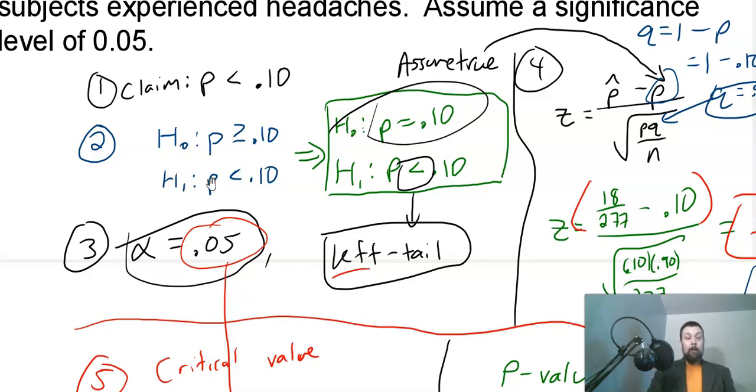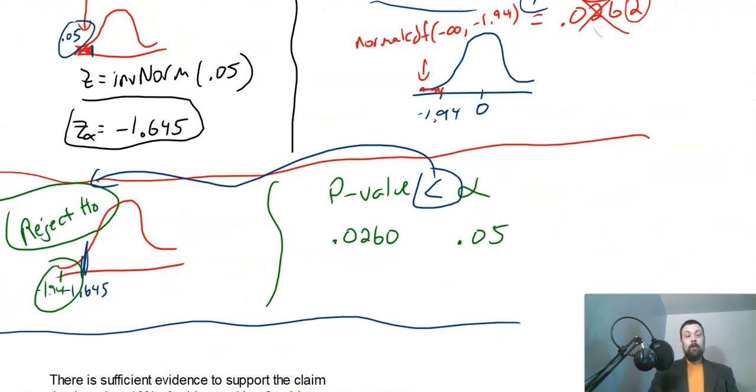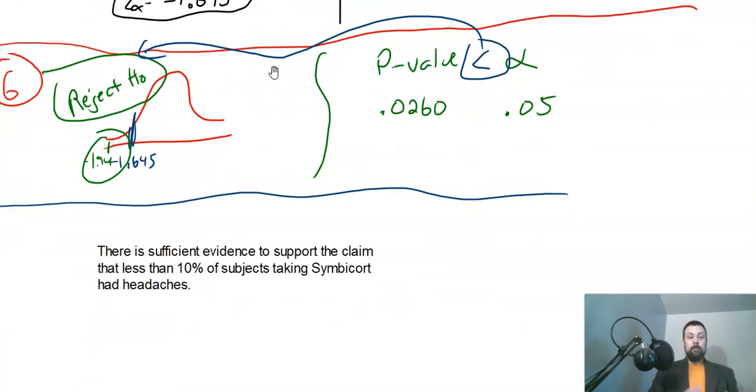And it's the alternative hypothesis that is our claim. So whatever we say about the alternative hypothesis in this case, we are saying about the claim as well. By rejecting the null, we are supporting the alternative hypothesis, which means we support the claim. And that's why the final conclusion is such. There is sufficient evidence to support the claim that less than 10% of subjects taking Symbicort had headaches.